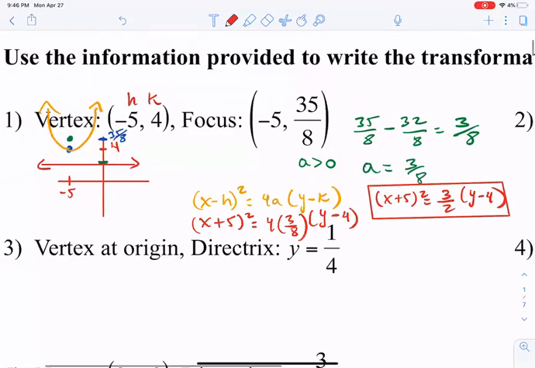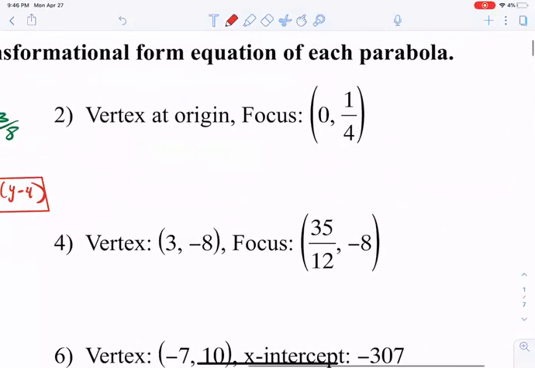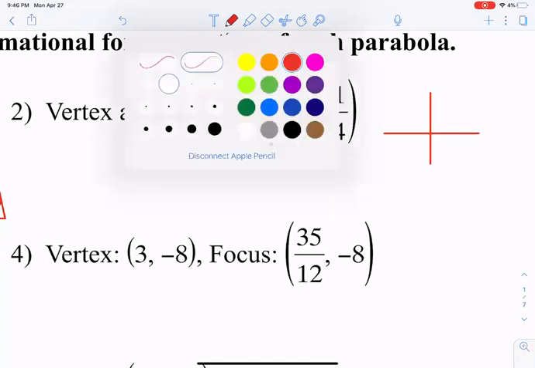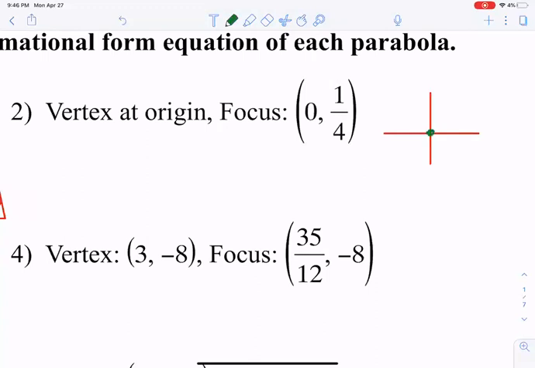Next problem. This is easier because here they give you the vertex at the origin. If you're confused, first you draw your picture, and you're at the origin. So this is (0, 0). And I have to go up 1/4. So 1/4 will be here, right?